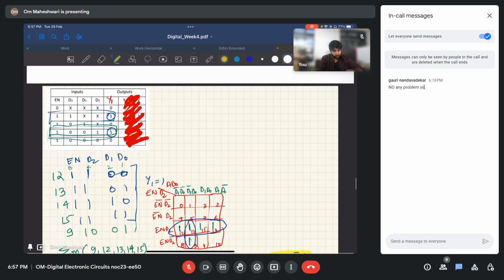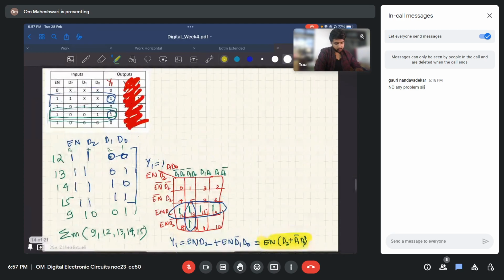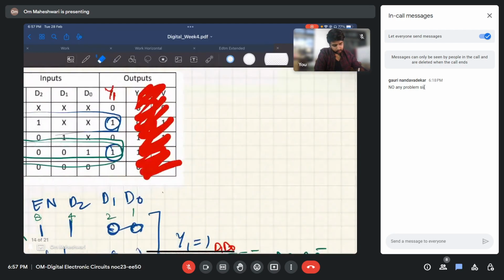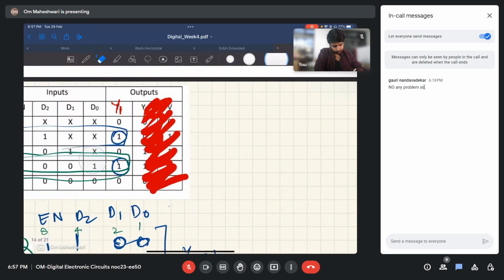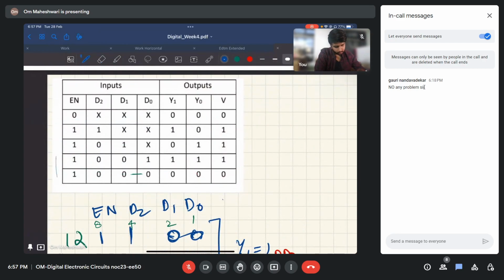Similar things we will do for y2 and y3. So let us do one more, then the third one I'll leave it to you. Okay. Now let us look at y2. Okay. So I'll hide these two so they don't confuse us.